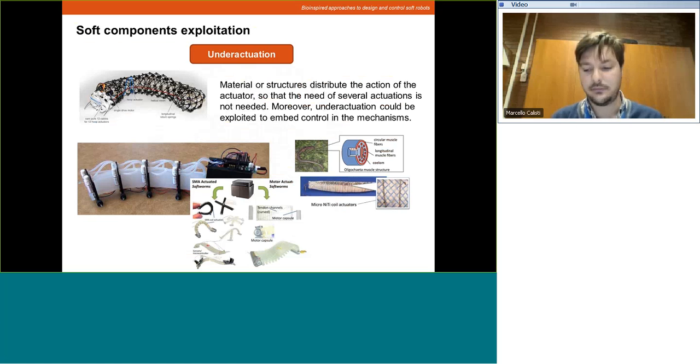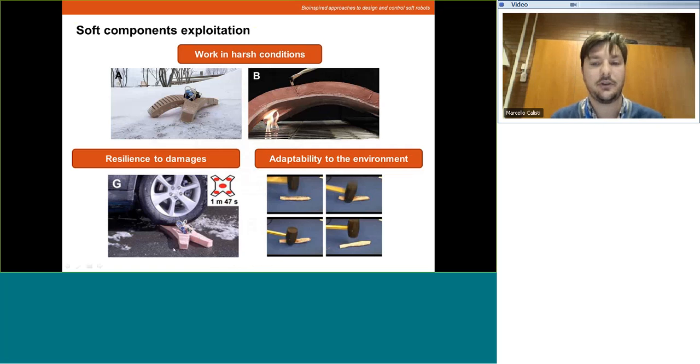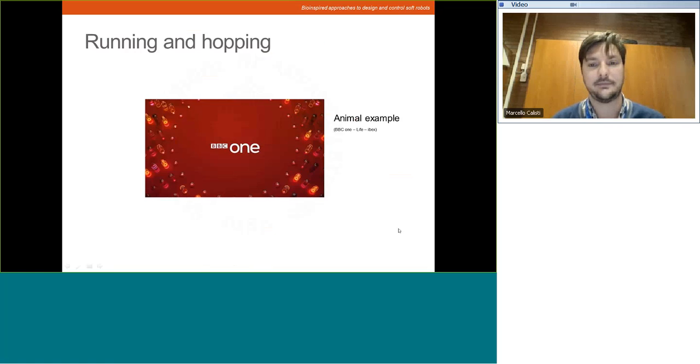One pro of using soft components for this kind of crawling machine, we have also serpentine crawling that I didn't introduce this morning, is that you can use under actuation. So you can obtain locomotion with a few actuators, and you can distribute the forces along your whole body. Or you can work in harsh conditions, and of course you can be resilient to damage, or you can adapt to the environment. Let's move then to the running and open locomotion.